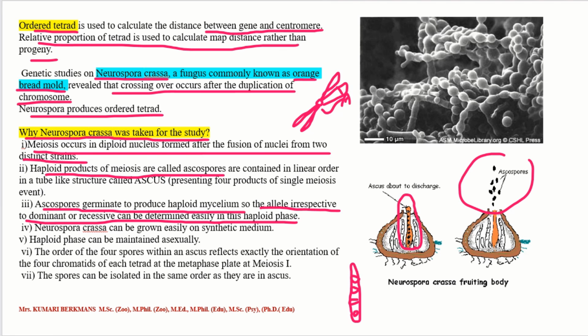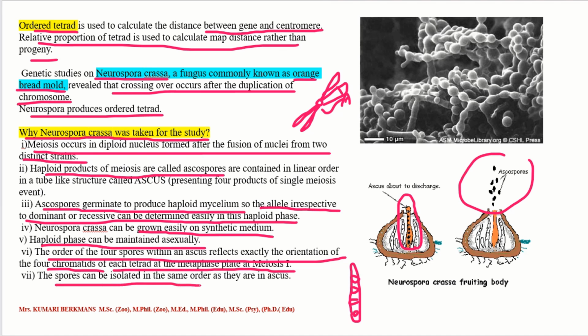So why is this fungus selected? Neurospora crassa can be grown very easily on synthetic medium. This is also one of the reasons why scientists selected this fungus. Then the haploid phase can be maintained asexually. The order of the 4 spores within the ascus reflects exactly the orientation of the 4 chromatids of each tetrad at the metaphase of meiosis 1. The spores can be isolated in the same order as they are in the ascus. So for these reasons, the scientists selected Neurospora crassa for genetic studies.